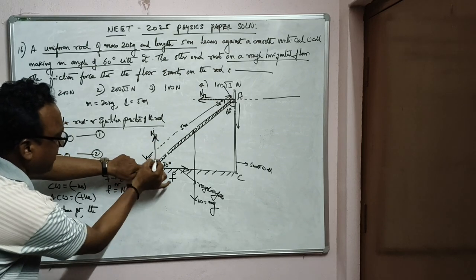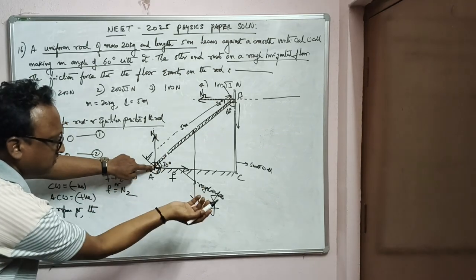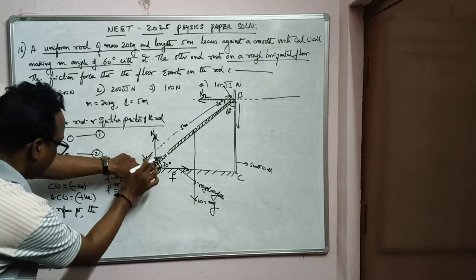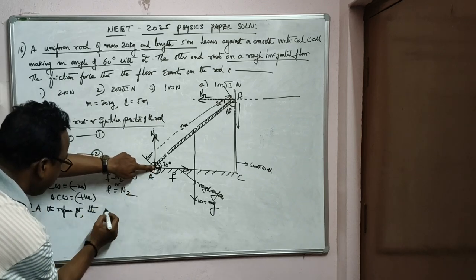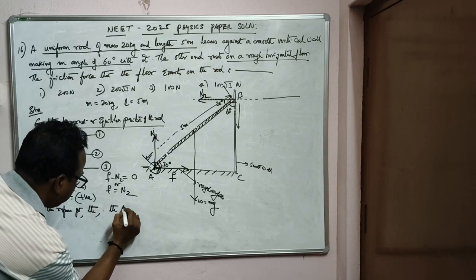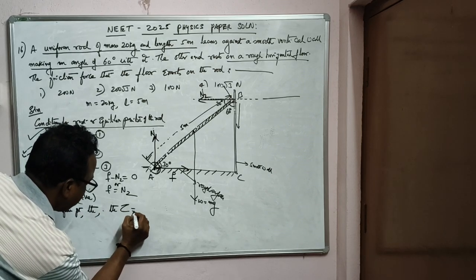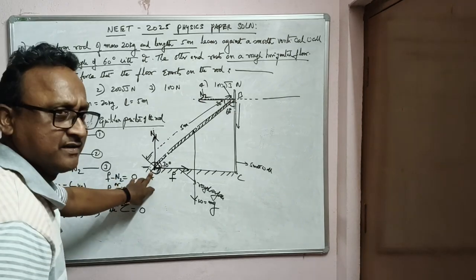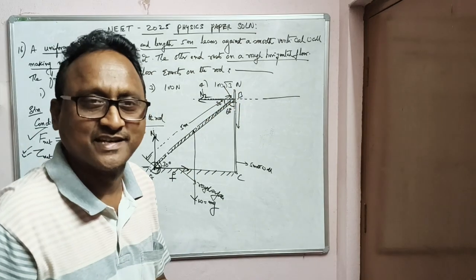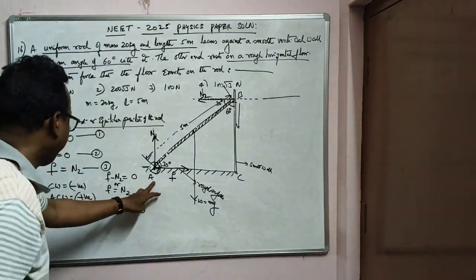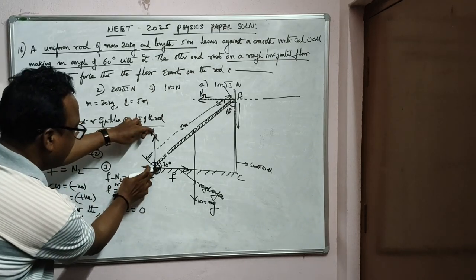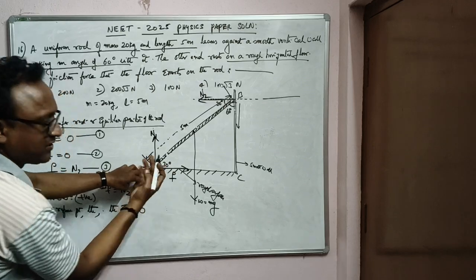So here the torque will be what? N1 into 0, no torque. F into 0, no torque, because I'm taking this as the reference point. So the torque at A is equal to 0. Force into perpendicular distance. Either A or B, you have to take one as the reference, then only you can solve the equation. So the net torque at A is 0, due to N1 into 0 or F into 0.